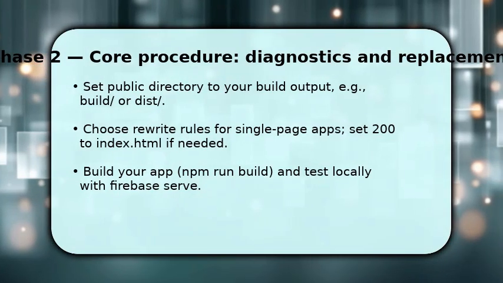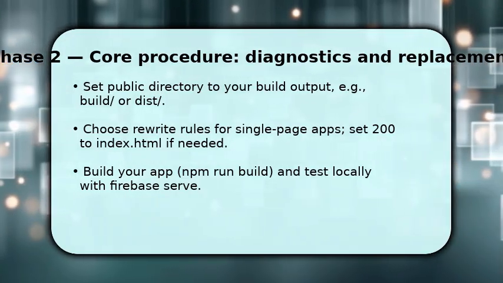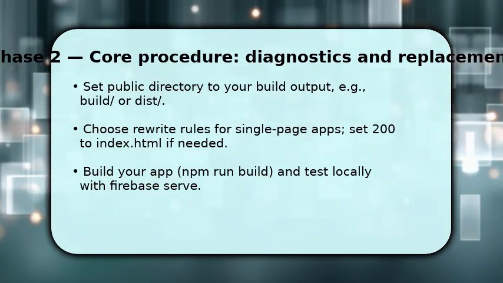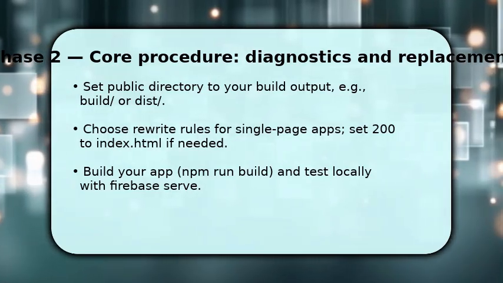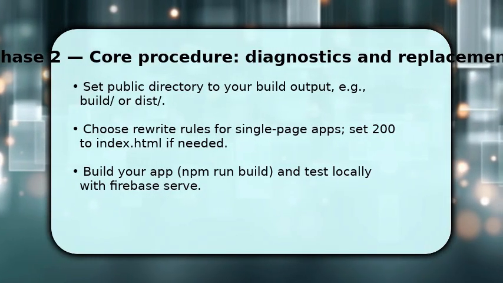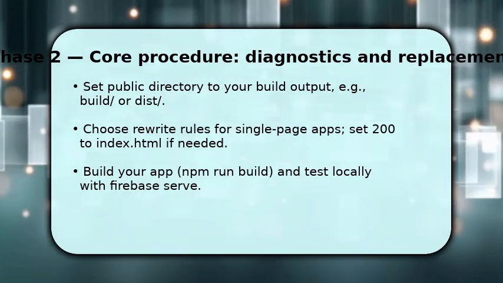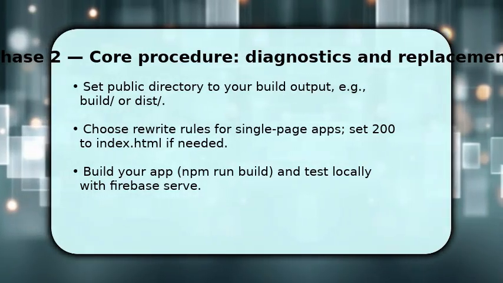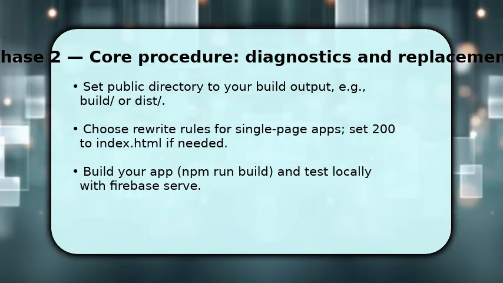Next, focus on configuration and local verification so deployment behaves predictably. Point the hosting public directory at your compiled output, dist or build, so Firebase serves the production files. Adjust rewrites for single-page apps to route unknown paths to index.html. Then run your usual build command, for example npm run build, and test with firebase serve to mimic production. Make sure asset paths and environment keys are correct, because mismatches here cause broken links or missing data when you finally deploy.